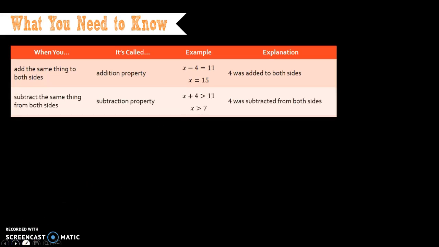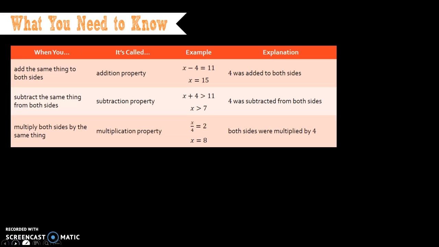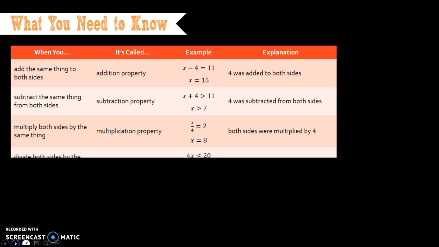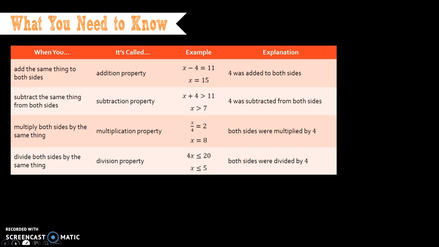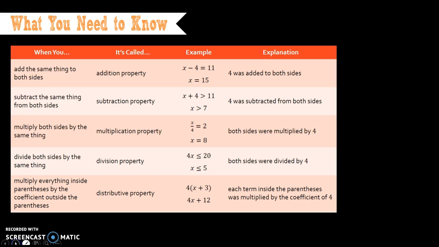When you subtract the same thing from both sides, that's called the subtraction property. When you multiply both sides by the same thing, that's called the multiplication property. When you divide both sides by the same thing, that is the division property. Hopefully you're seeing a pattern here.